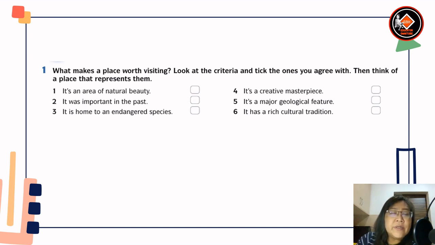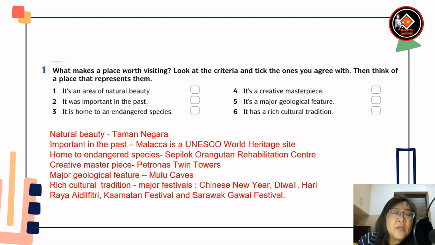Dear students, you can write answers such as an area of natural beauty, it is Taman Negara. A place which is important in the past, you can say it is Malacca, which is a UNESCO World Heritage Site. And a home to endangered species is Sepilok Orangutan Rehabilitation Centre. A creative masterpiece can be the Petronas Twin Towers. Major geological feature is Mulu Caves. And rich cultural tradition, you can talk about the major festivals like Chinese New Year, Diwali, Hari Raya Aidilfitri, Kaamatan Festival, and Sarawak Gawai Festival.